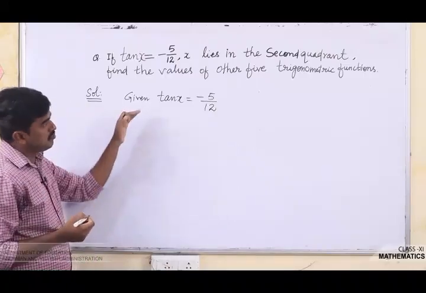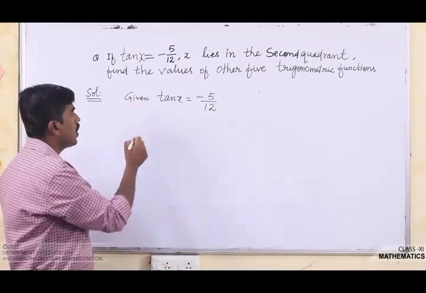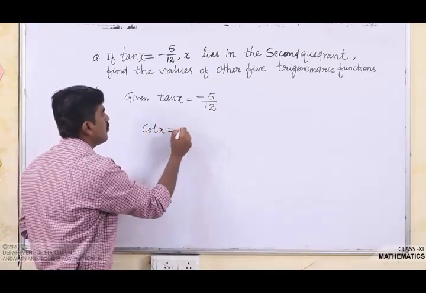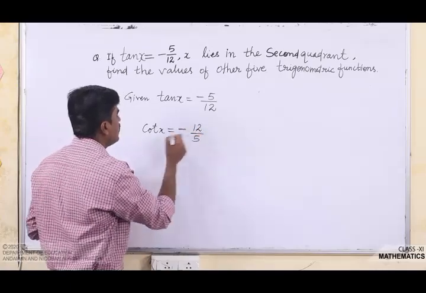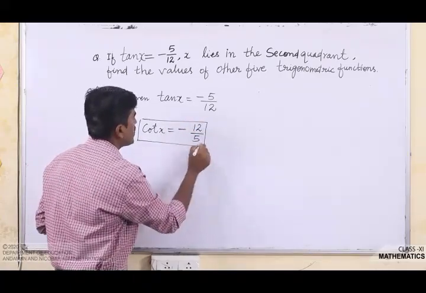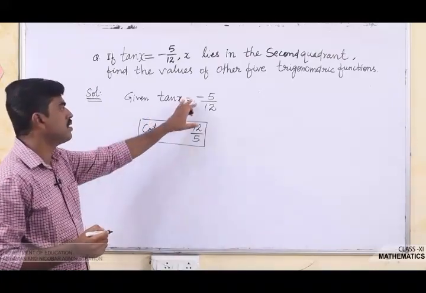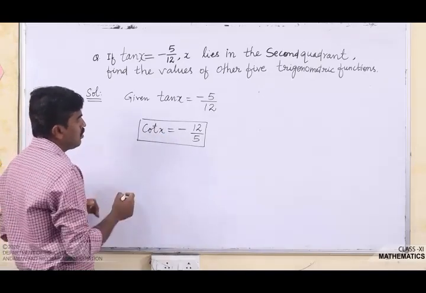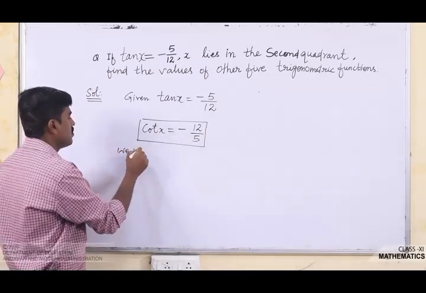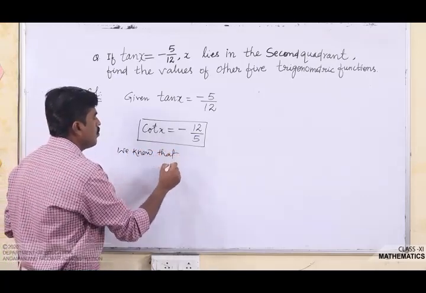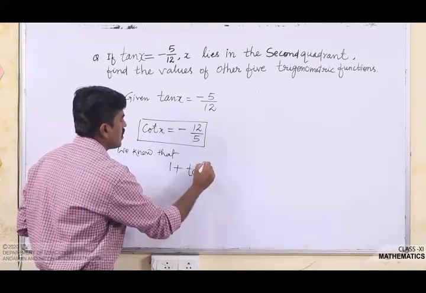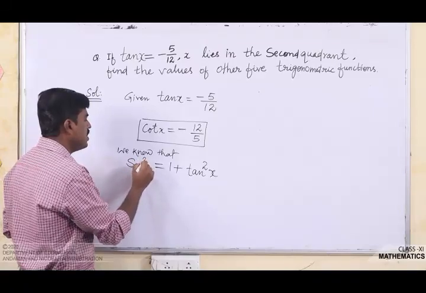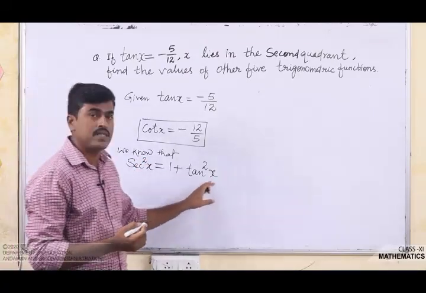Here we can directly find the value of cot x, because cot x is the reciprocal of tan x. So cot x is equal to minus 12 divided by 5, as we know that cot x is equal to 1 upon tan x. So it is the reciprocal of minus 5 by 12, that is minus 12 by 5. Now we know that 1 plus tan square x is equal to sec square x.